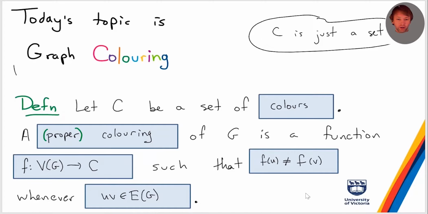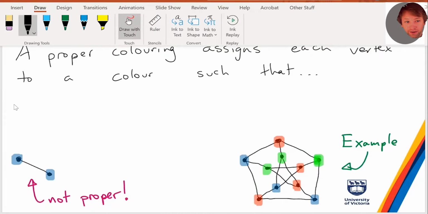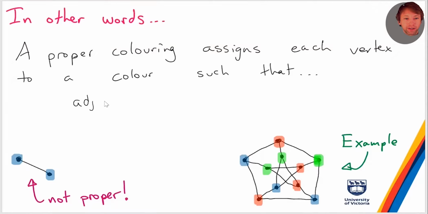In other words, if I look at an edge, it has to have different colors on the endpoints. Any questions about the definition? Because this is quite important for today. Just to say the same thing in a different way, a proper coloring assigns each vertex a color such that adjacent vertices have different colors.